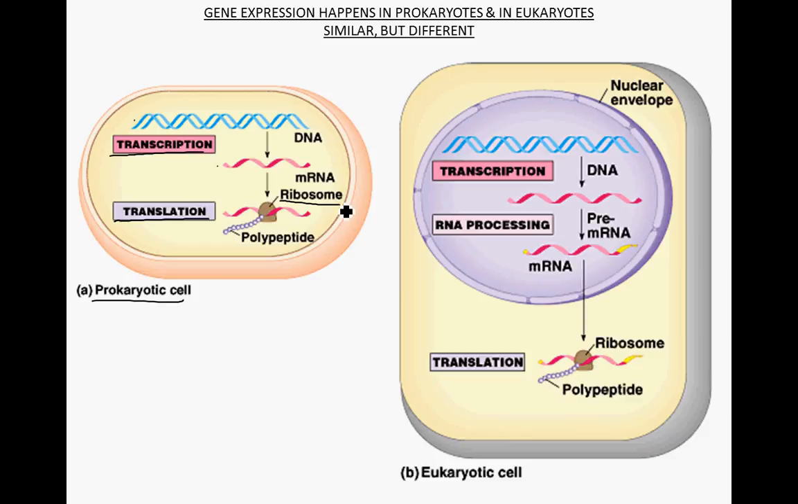And the ribosome will use the RNA sequence to assemble amino acids together to create the polypeptide. So this is gene expression in prokaryotes.